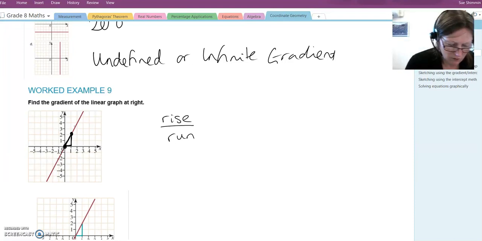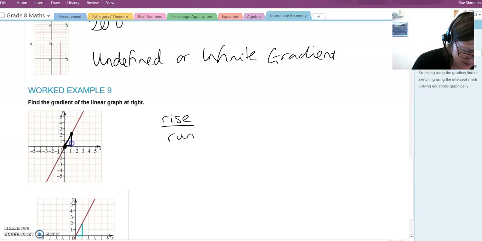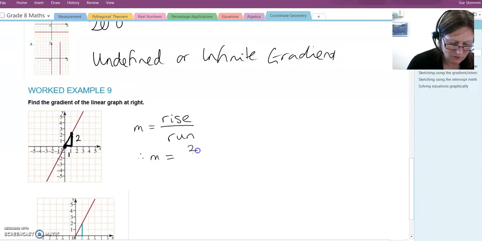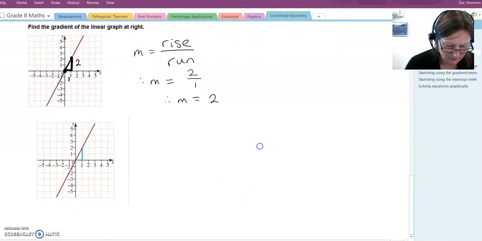So let's look at the rise. So the rise is this line here. It's gone up 2 on the grid. So our rise is 2. Across here, we've run across 1. So our gradient formula is M, standing for gradient, is rise over run. Our rise was 2. Our run was 1. Therefore, that line has a gradient of 2. So you can see here the triangle's been drawn.